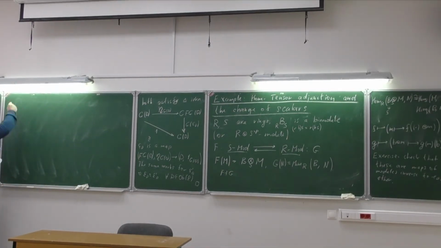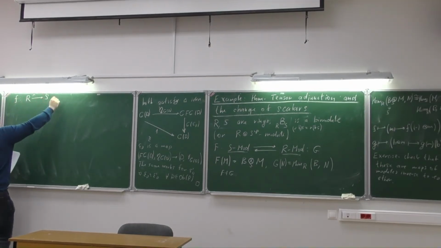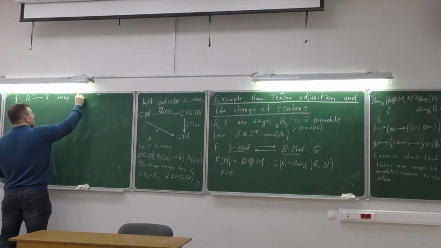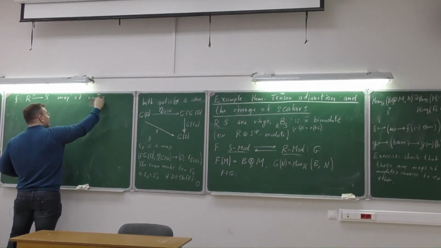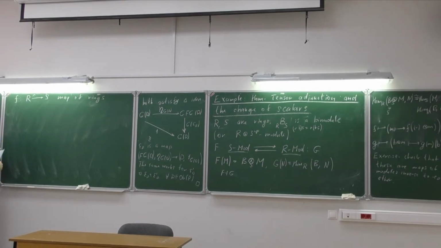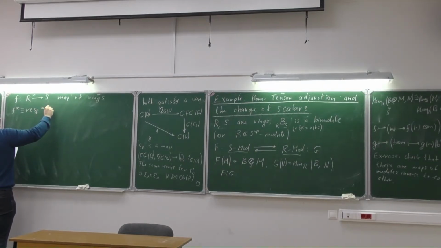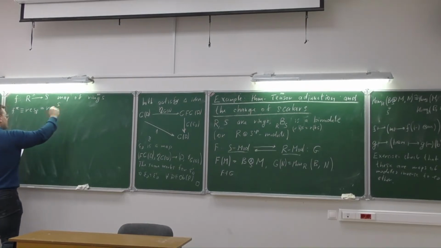So now let's consider a situation where I have F, a map of rings. Then there is a standard functor. There are plenty of notations for this functor: F with the upper star, also Res for the restriction along the homomorphism F, and sometimes Res with S and R. And this is just a functor which restricts the scalars.